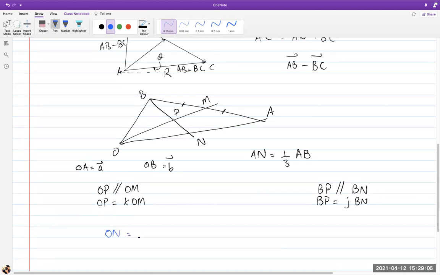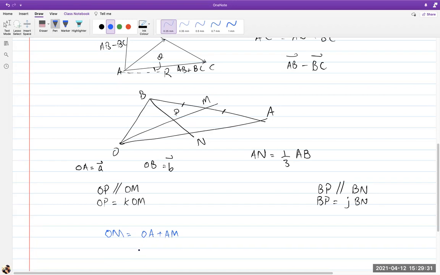ON कितना होगा? या OM कर लेते हैं पहले. How many A's and how many B's is OM? Now I can say that if I want to go from O to M, I can go from O to A and then I go from A to M. I can say that, right? Yes, sir.